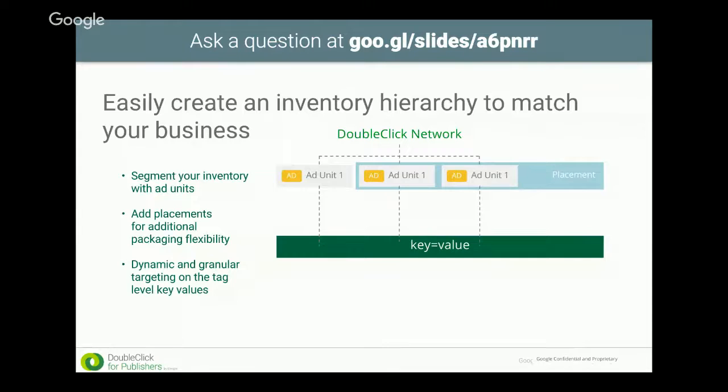So one of the key features of DFP, like I mentioned at the very beginning, is that it's a very easy way to manage your inventory. We offer a type of inventory hierarchy to match your business. What I mean here is that we offer a way to group and segment your ad units together depending on the categories for your sites.